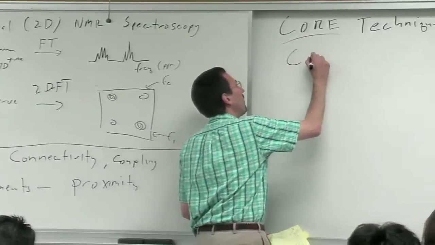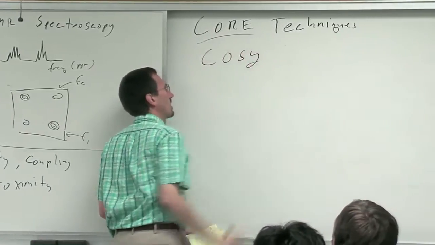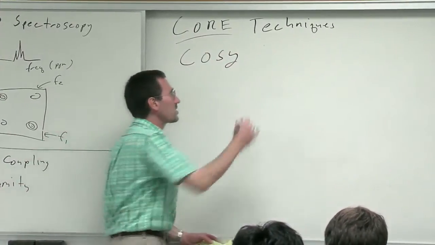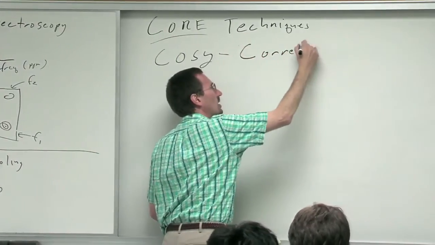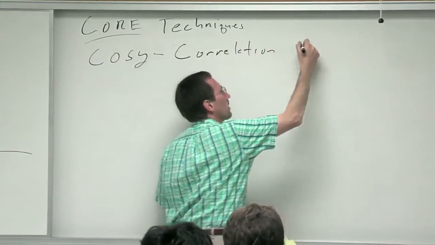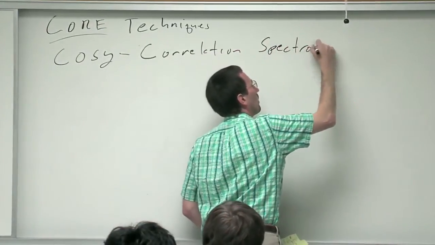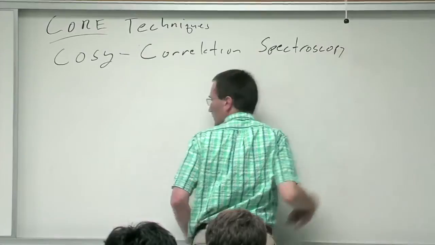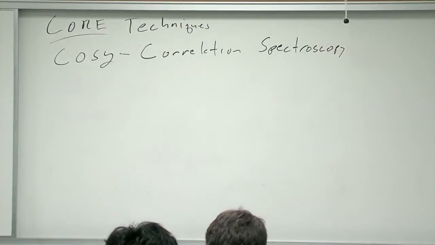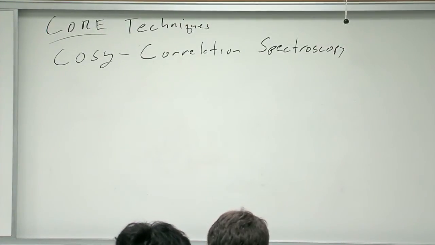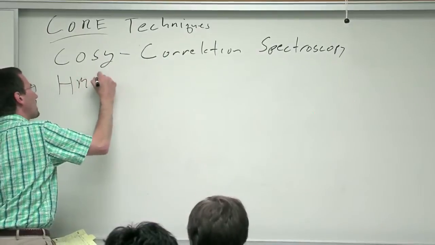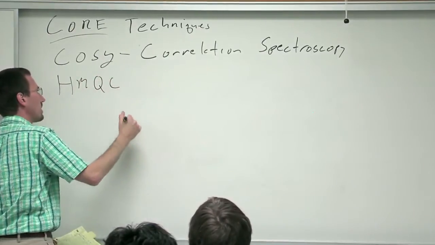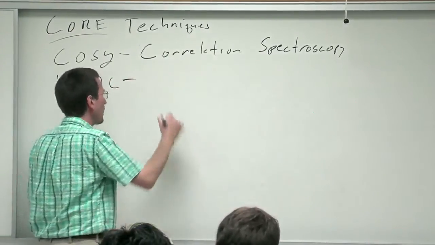So the first two tools that we'll be talking about are COSY, which was really the first main 2D technique. It stands for correlation spectroscopy. This is typically proton-proton, or let's just say homonuclear coupling. And then the second technique that we're going to add to the toolbox is HMQC. And this is heteronuclear correlation.